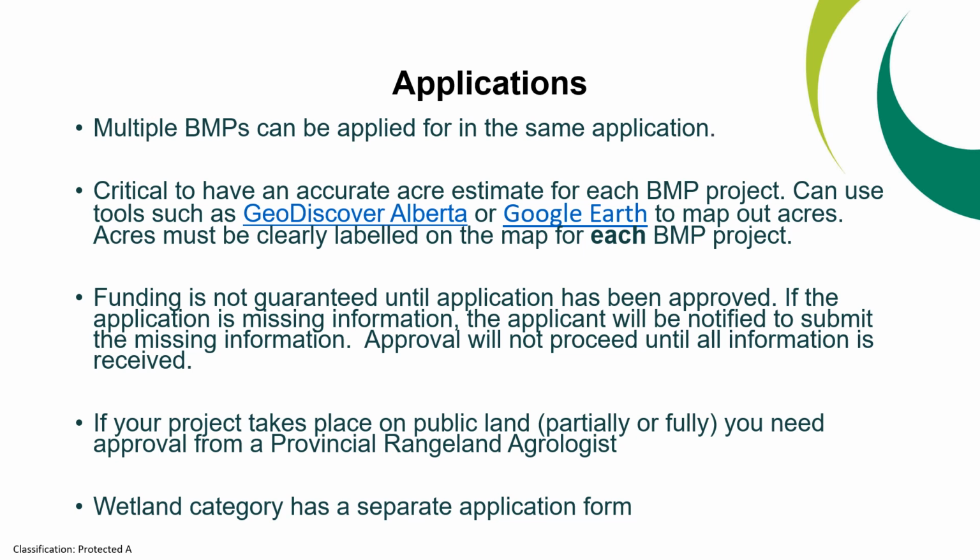For any projects that take place on public land, either partially or fully, you will need to get approval from a provincial rangeland agrologist, and their name will be required on the application form. Note that for wetlands, that category has its own application form, so if you're applying for that BMP, make sure you choose that application form on the website.